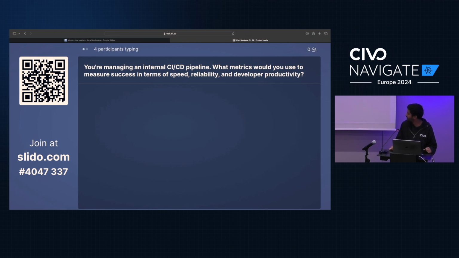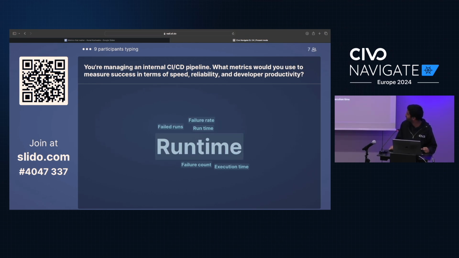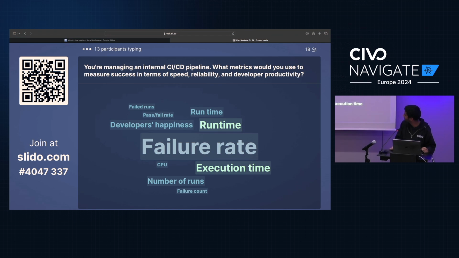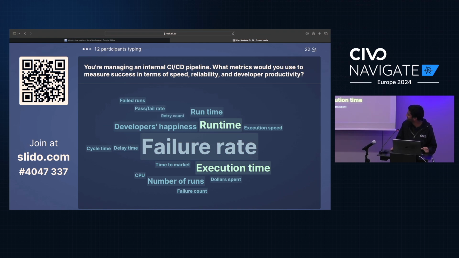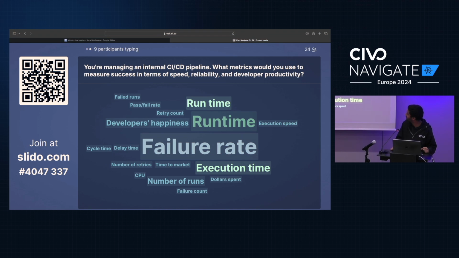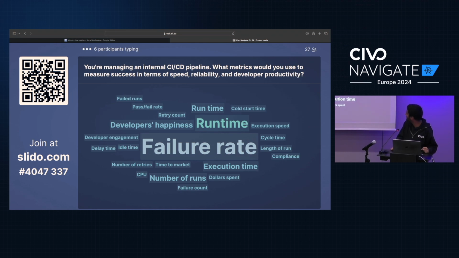This is where I really want you to go to town. Runtime, failure rate, failure count, execution, failed runs. Okay, number of runs, CPU. Developers' happiness. How do you measure happiness? Now that's a topic. Reviews. Yeah. Retry count, pass-fail rate, time to market, dollar spent, delay time, cycle time, length of run, compliance, cold start time, issues opened, time to market.